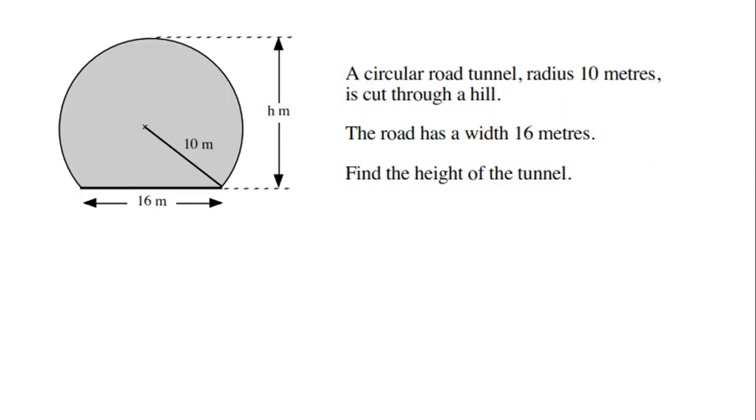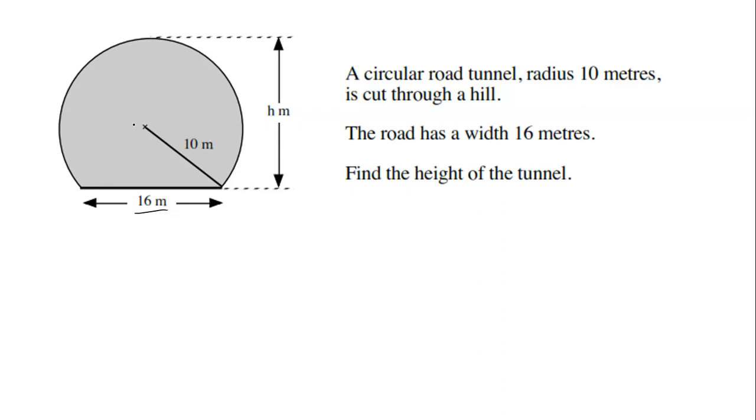So let's look at an example. We've got a circular road tunnel with a radius of 10 metres cut through a hill. The road has a width of 16 metres, and we're looking to find the height of the tunnel. We can see in the diagram here, we've got the tunnel, we've got the road at the bottom with our 16 metres, and we've got the 10 metre radius.